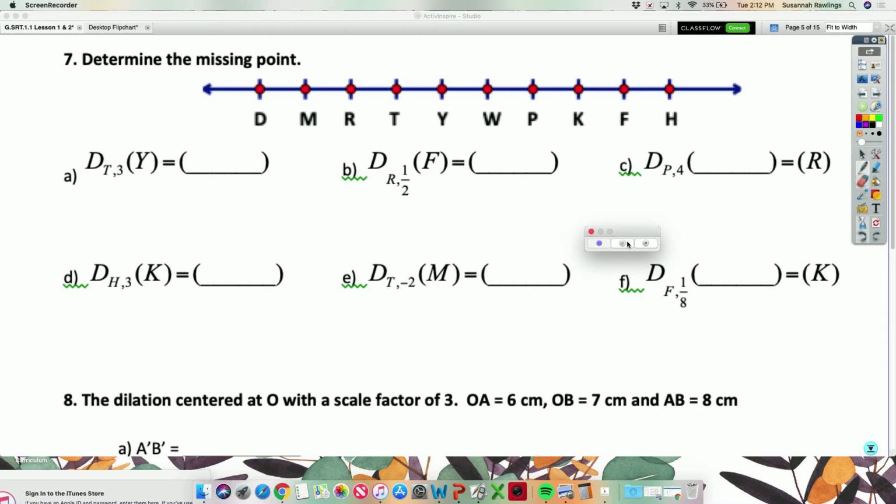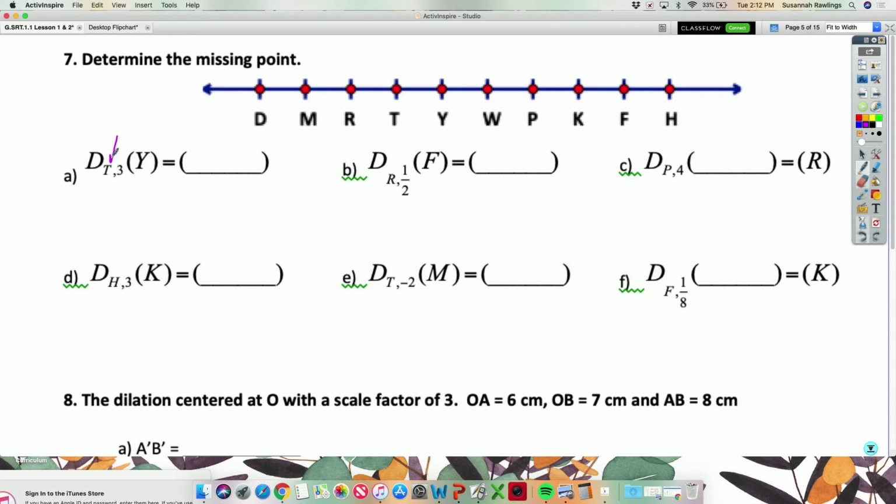Okay, so looking at our little code over here, the D stood for what? Dilation. So do not confuse that with point D up here. That is just dilation. So this is my starting point. Okay, so it's the dilation from point what? Point T. So that is our starting point. So I'm just gonna highlight that. I can erase mine.